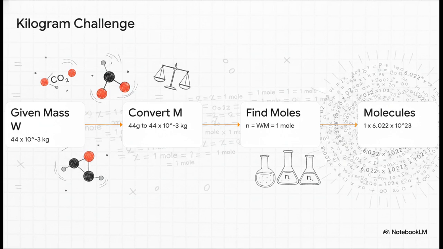W is in kilograms. But we know the standard molar mass of CO2 is 44 grams, so we just convert M to kilograms to match. 44 grams simply becomes 44 into 10 to the power of minus 3 kilograms, and look at how easy the math becomes. N equals W upon M. It's the exact same number on the top and bottom. They cancel out perfectly, leaving us with precisely 1 mole. Multiply 1 by Avogadro's number, and your final answer is literally just Avogadro's number. So easy when you match those units.